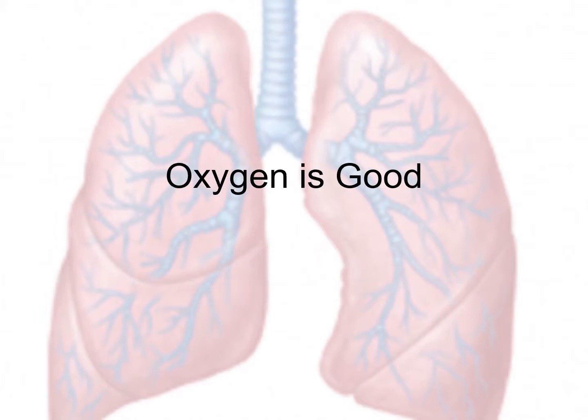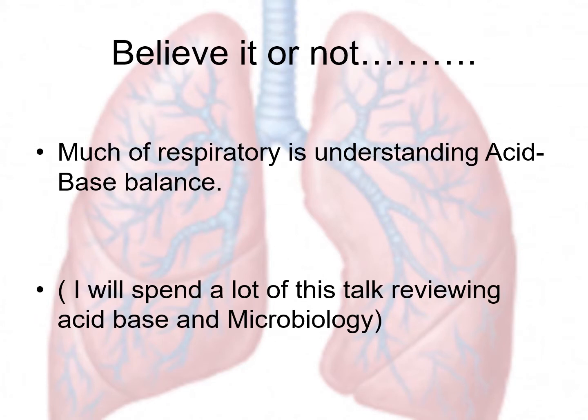So oxygen is good. Everything we do with the respiratory system is intending to get oxygen to the cells. We try to provide more airflow to the lungs. We try to provide optimization. Now, a lot of what we're doing with this is related to acid base. And I'm going to talk a little bit about this. I'm going to talk a little bit about microbiology. And all of these things are critical to understanding respiratory, although I'm going to just mention a number of these medicines.